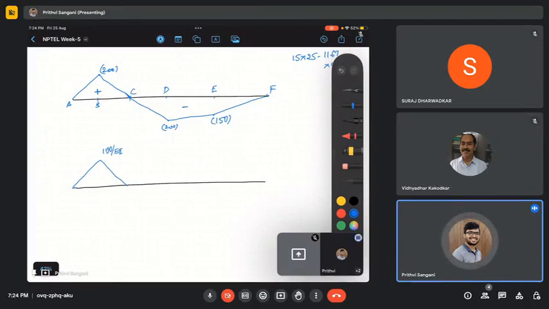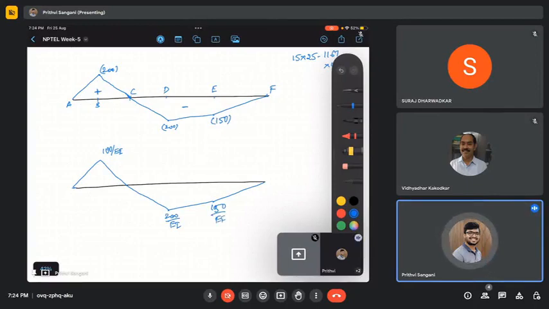This will be the same because CF has the moment of inertia as I itself. You assume it as linear. So this is 200 by EI. This is 150 by EI.